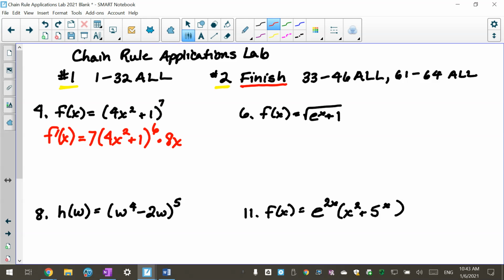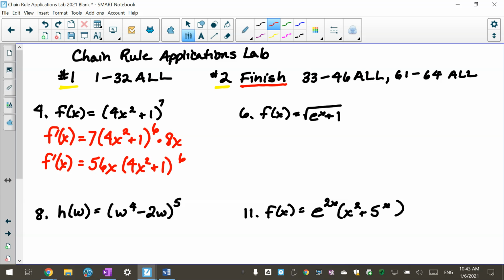Okay, then after you finish doing that, all you're doing now is fixing it up and making it look good. So I'm going to do the 7 times 8x because that would make it look nicer: 56x times (4x squared plus 1) to the 6th power. And so that's how I'm going to leave it. That is going to be my answer. So you're going to copy down the function, look at what the outside is, and then do the derivative. Okay?